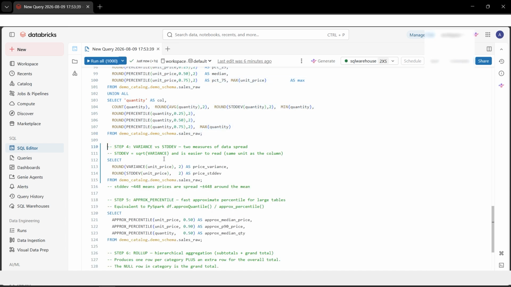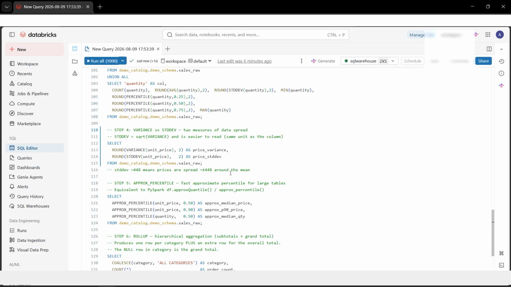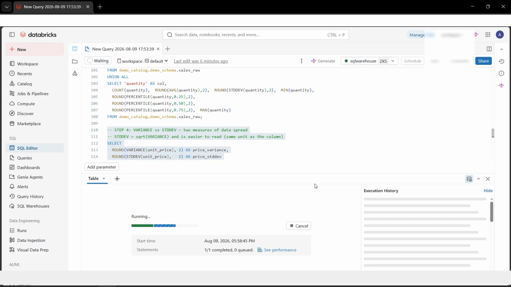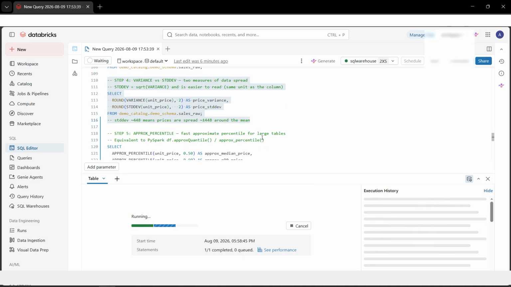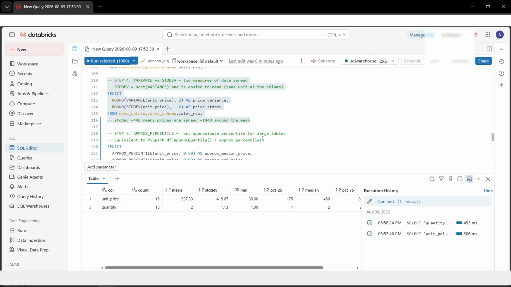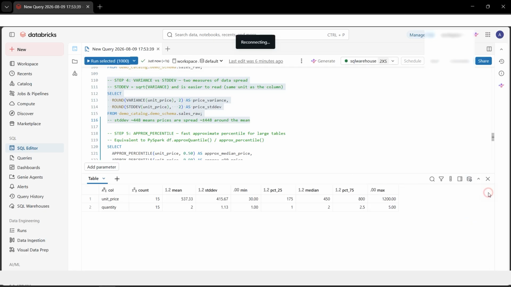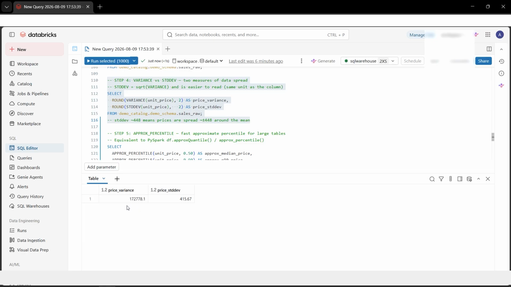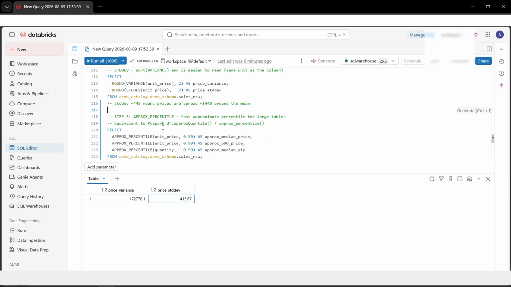Close this and let's go ahead with our fourth step, which is variance versus standard deviation, the two measures of data spread. If you look here, we can see the values for the variance and the standard deviation, right? Now let's find the approximate percentile.